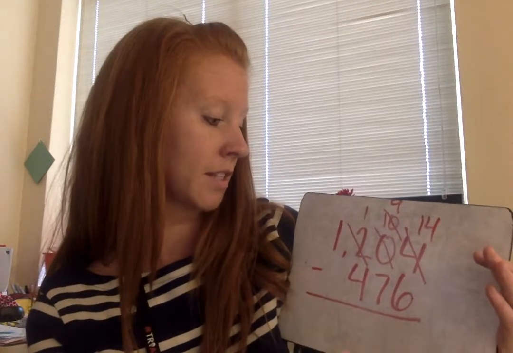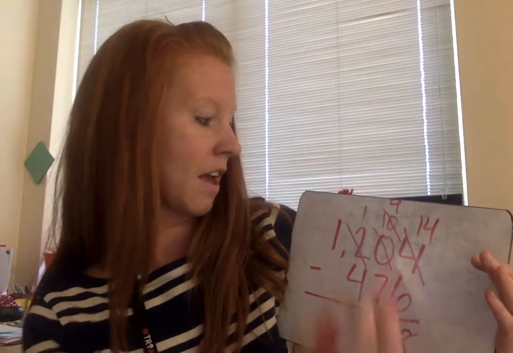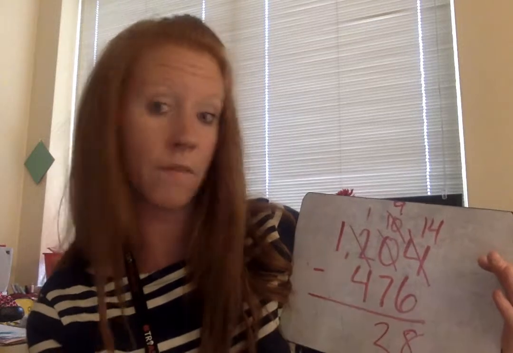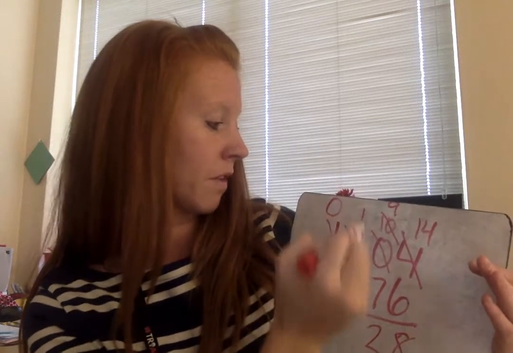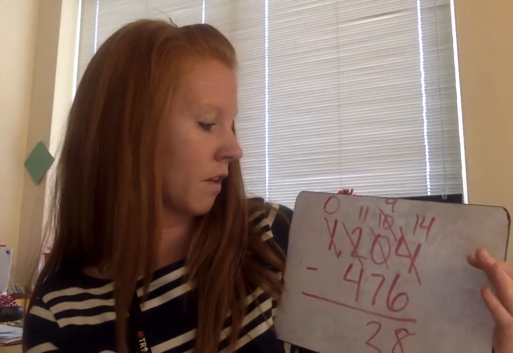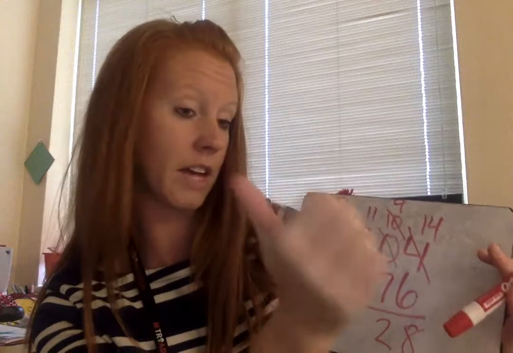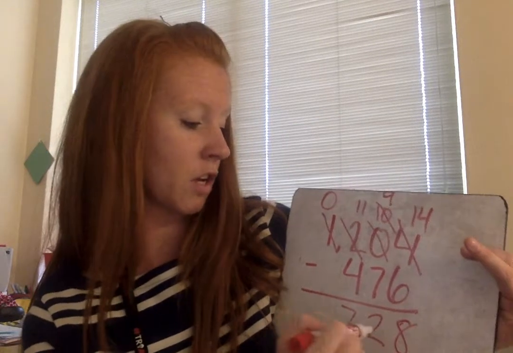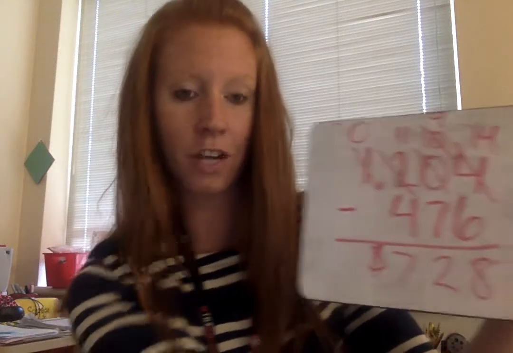14 take away 6 is 8. 9 take away 7 is 2. 1 take away 4, can't do it, so you're going to have to regroup. 1 becomes a 0, and this one becomes an 11. 11 take away 4, we have 4, 5, 6, 7, 8, 9, 10, 11, 7. So the 4th graders raised $728. Did you get it right? Give yourself a star.